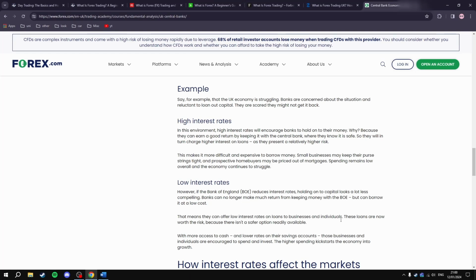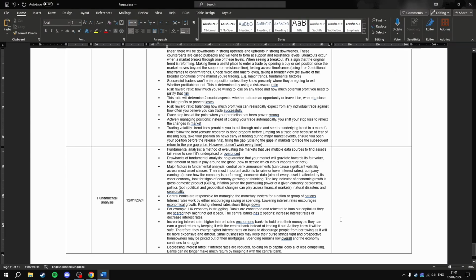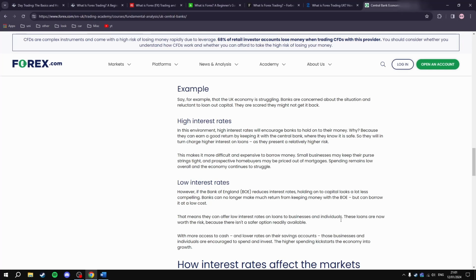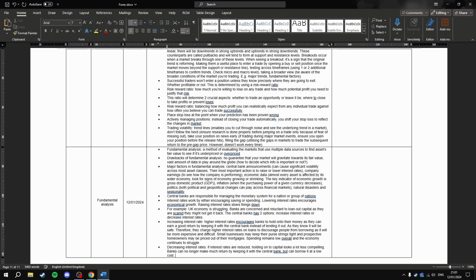But they can borrow it at a low cost. That means they can offer low interest rates on loans to businesses and individuals, meaning they can offer low interest rates on loans to people.